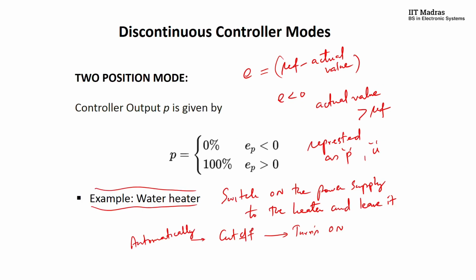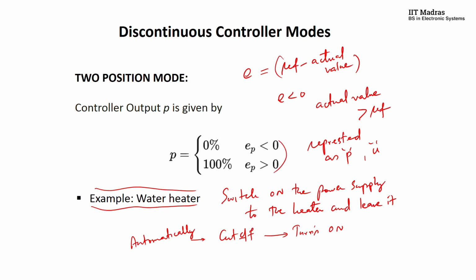But in this expression, we have just taken the condition that if error is less than 0, we should do something, and if error is greater than 0, we should do something. That means if error is less than 0, we should switch off the heater, which is equivalent to 0%. If error is greater than 0, you switch on the heater, which is 100%. So this is the way to understand.